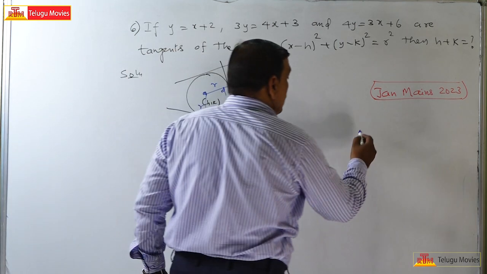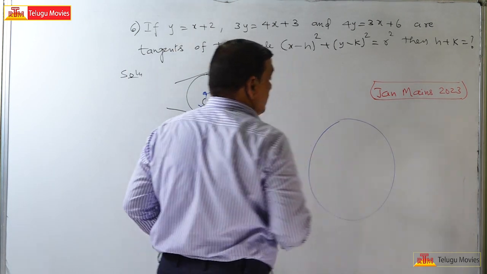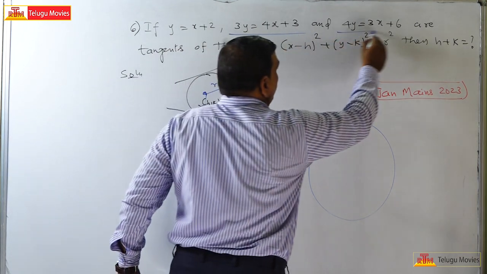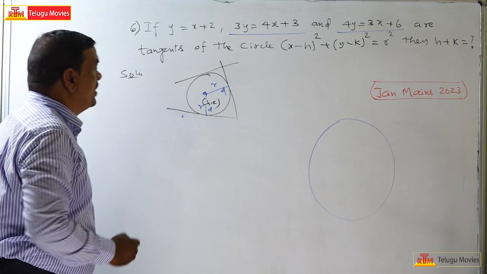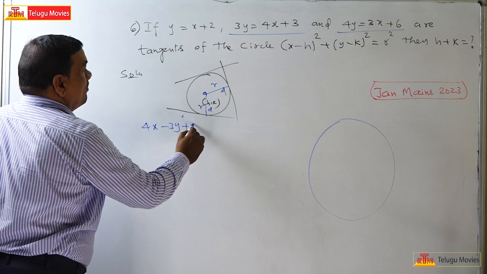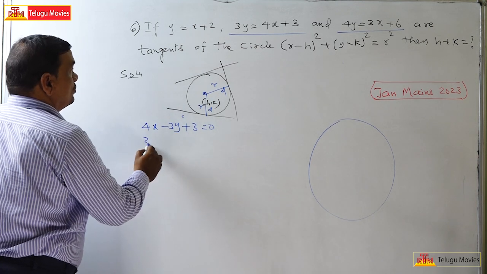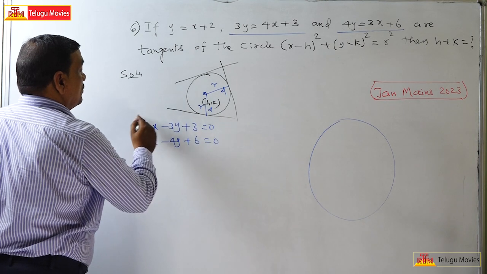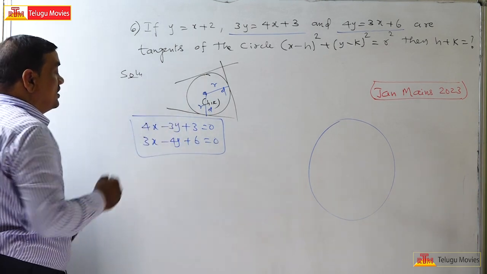So how to solve? Let us take this circle. Okay now, let us take these 2 lines. What are those 2 lines? I will write in order. 4x minus 3y plus 3 is equal to 0. 3x minus 4y plus 6 is equal to 0. Understand this? Those are the 2 lines.